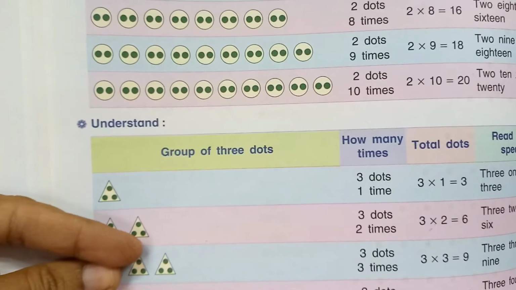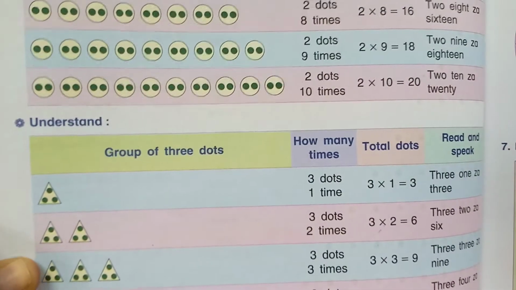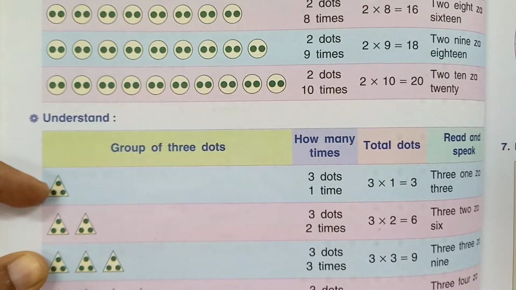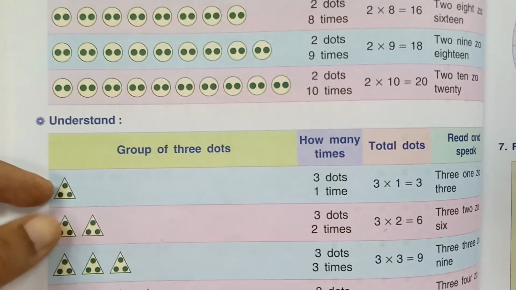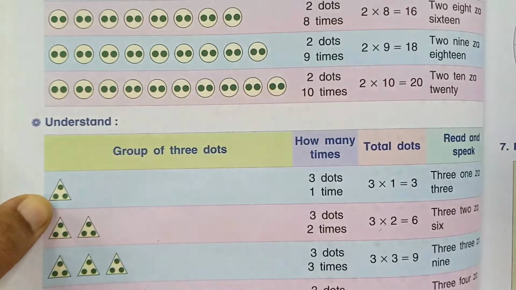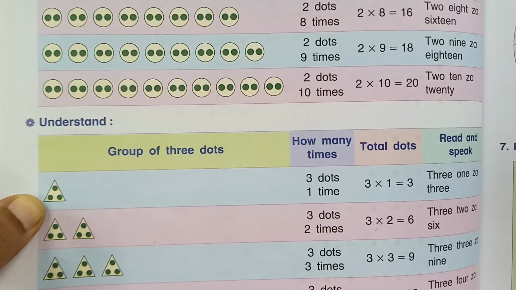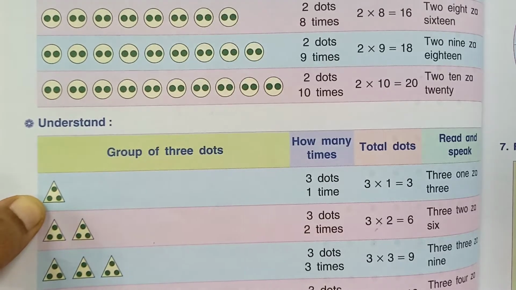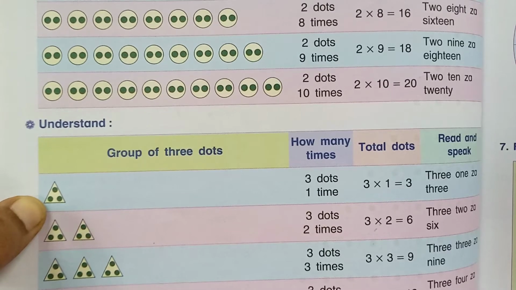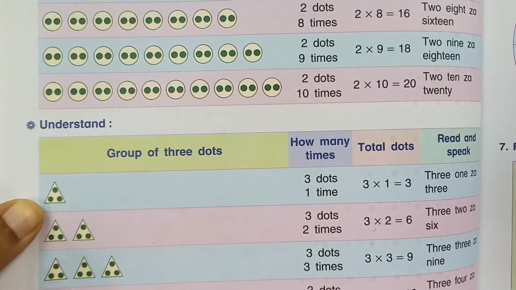Next is on page number 150, table of 3. 3 ones are 3, 3 twos are 6. In this triangle you can see a group of 3 dots is given. See, in the first triangle 3 dots are there and one triangle is there. So 3 ones are 3. 3 dots one time. So 3 ones are 3.